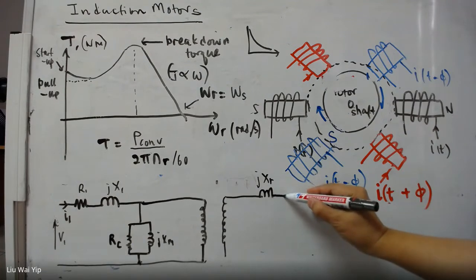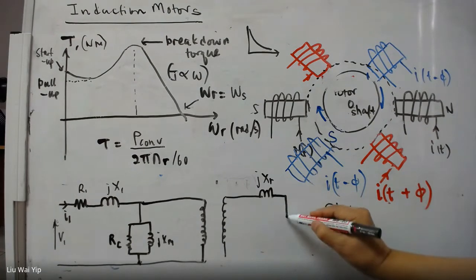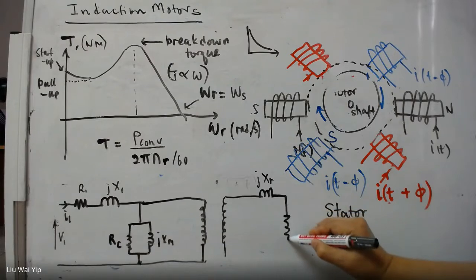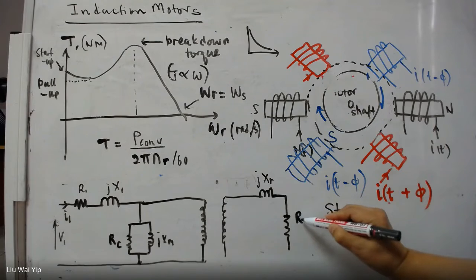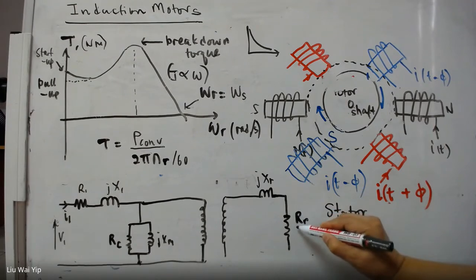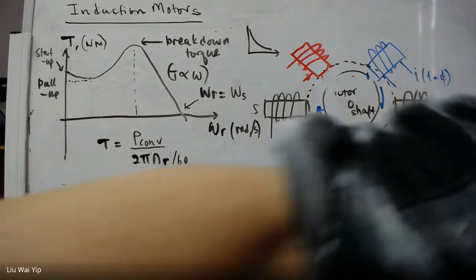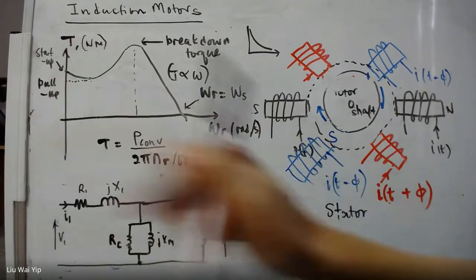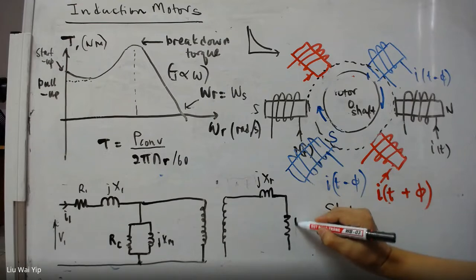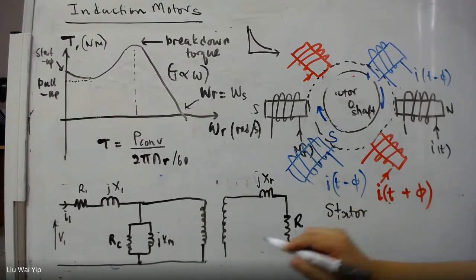And then it has a resistance as well. And this resistance is RR. Okay? This capital R stands for resistance. The other small r stands for the rotor.